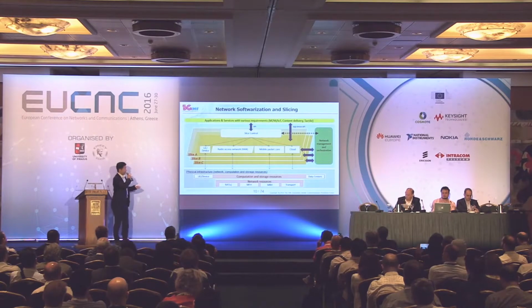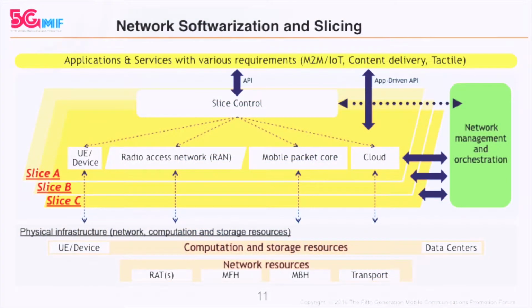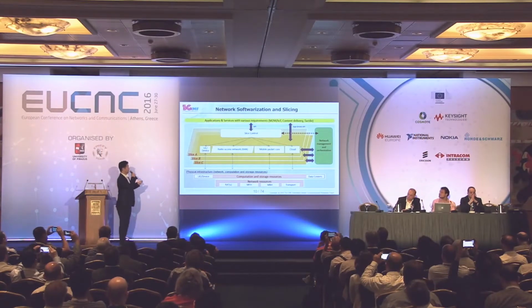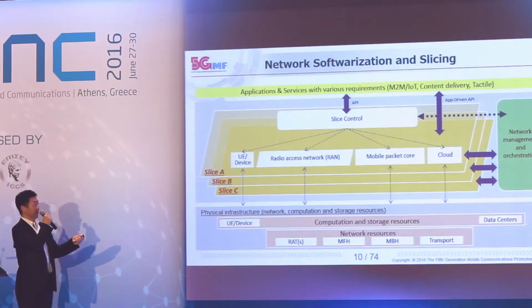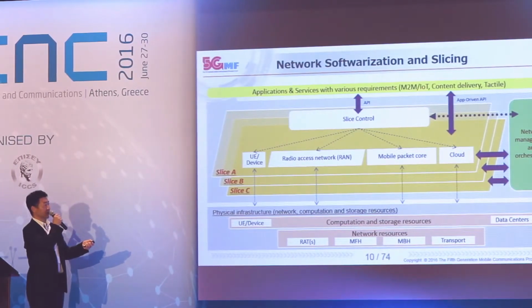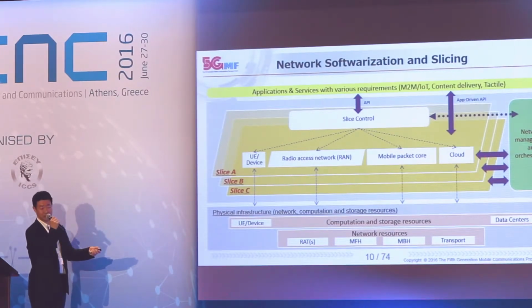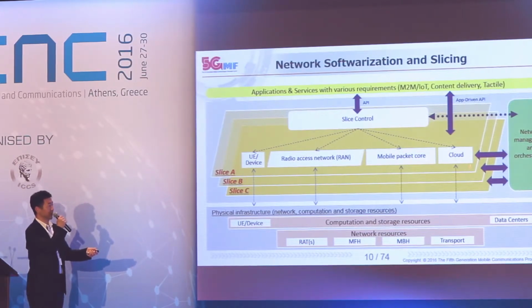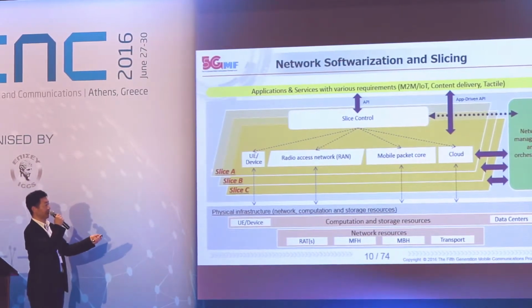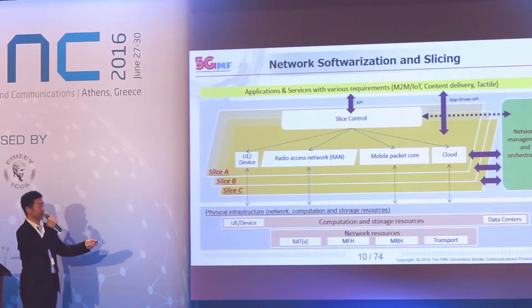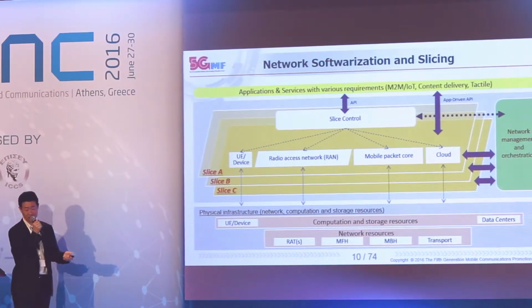And we draw this diagram. This again, we intentionally made it very simple to deliver the 2 key messages here. In order to support various types of applications, we should be able to create slices end-to-end from UE, RAN, mobile packet core, transport, and cloud. So for each individual type of application, we should be able to create slices.